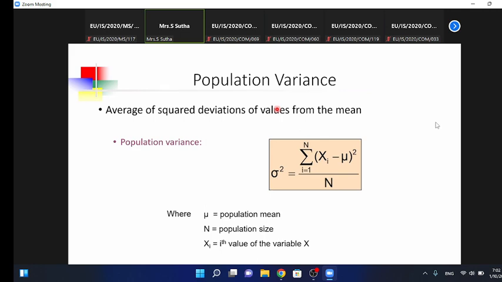Right. Now my question: what is the difference between the population variance and the sample variance? Only one small difference is there. You can observe it in the formula, and there are two differences in the notation. What are the differences? Put your answer in the chat box. Five minutes I am giving. Put your answer in the chat box.